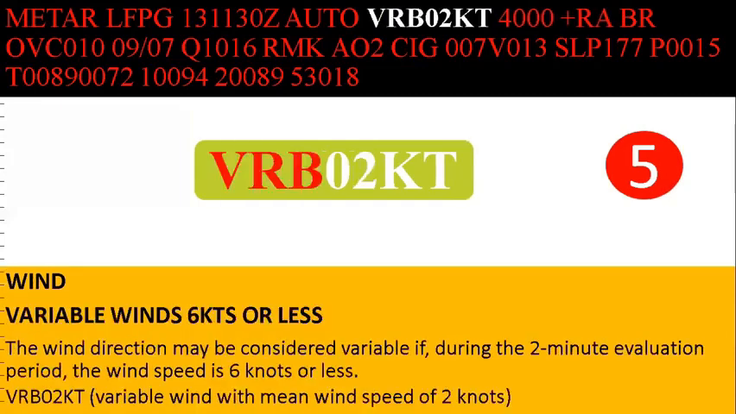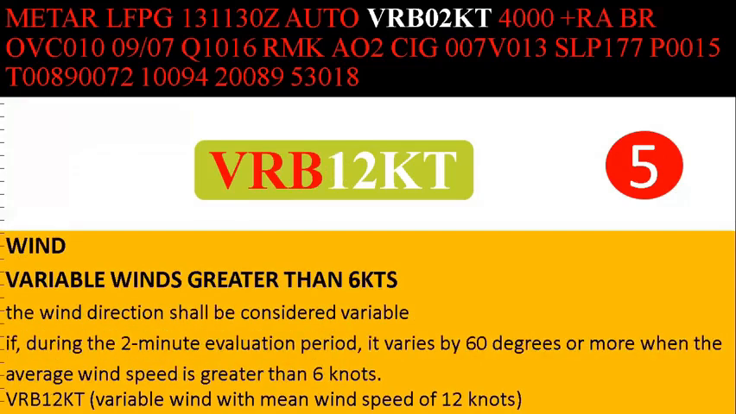The wind direction may be considered variable if during the 2-minute evaluation period the wind speed is 6 knots or less. So here we will write VRB 02 KT. It means wind is variable with mean wind speed of 2 knots.